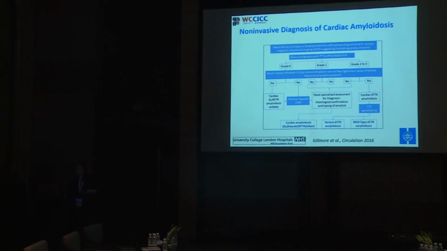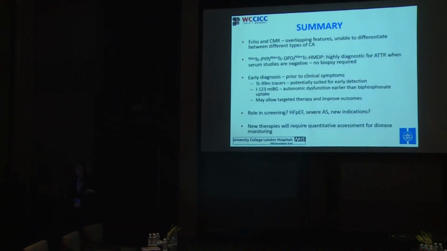So just to summarize, echo and MRI have overlapping imaging features and are unable to differentiate between different types of cardiac amyloidosis. Technetium-labeled PYP, DPD, and HMDP are highly diagnostic for ATTR when serum studies are negative, and in this case, no biopsy is required. Early diagnosis can be used prior to clinical symptoms, and technetium-labeled tracers are potentially suited, iodine 123 MIBG, even earlier, and this may allow targeted therapy and improve outcomes.